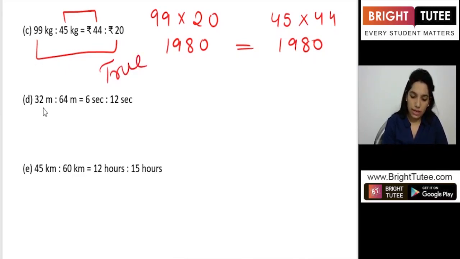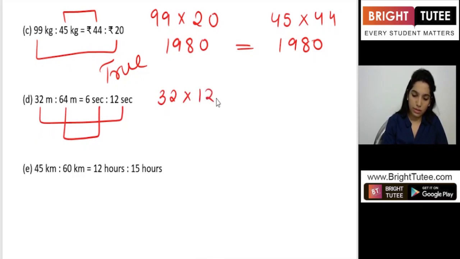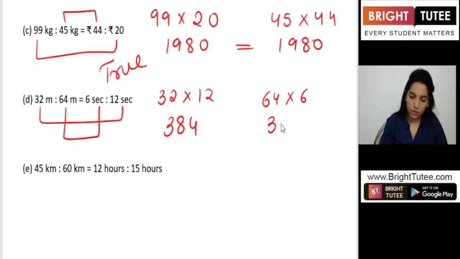The next one, it is 32 meters and 12 seconds that are sitting at the extremes, and we have 64 and 6 sitting at the means positions. So let us find the multiplication of 32 and 12. 32 multiplied by 12 gives 384, and let's do the means, that is 64 multiplied by 6. 64 multiplied by 6 gives 384. Clearly both are the same, so the answer is true.